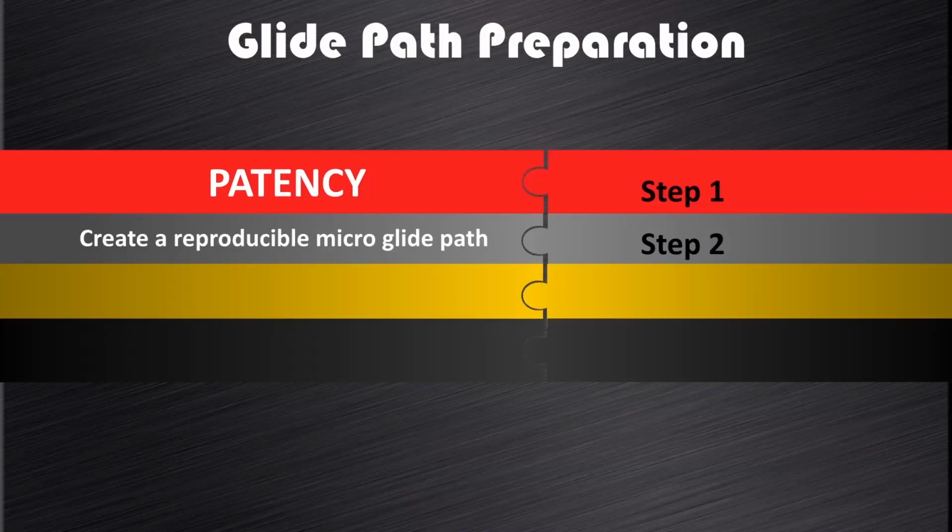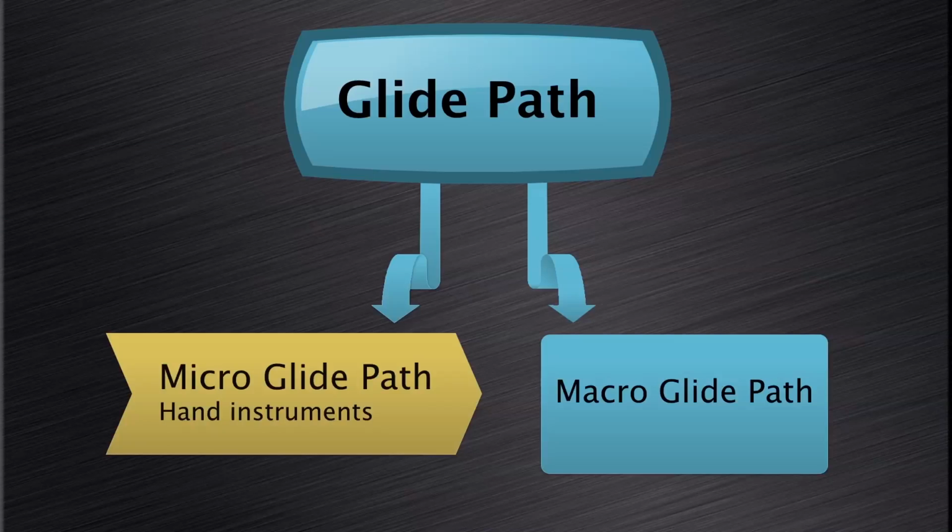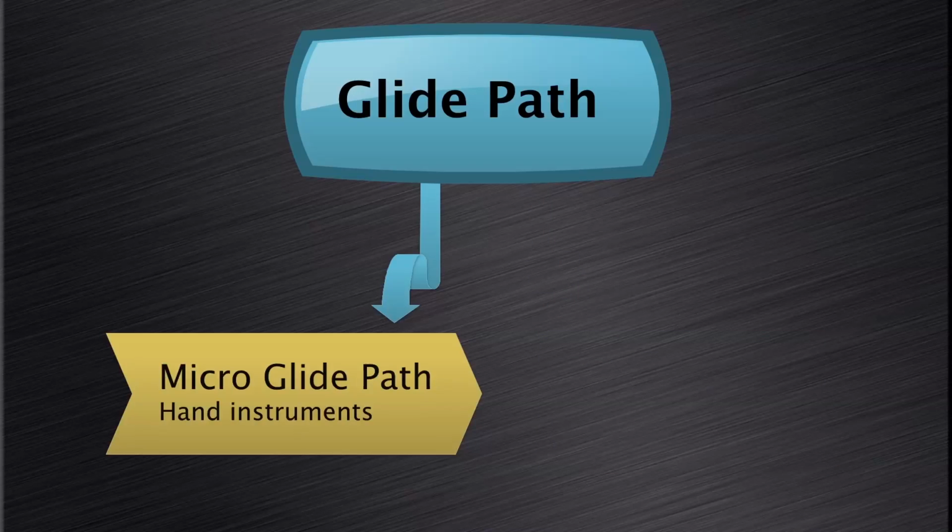The next step towards glide path preparation will be to create a reproducible micro glide path. As you can see from this slide, I like to divide the physical glide path preparation steps into a micro and a macro glide path. Let's first discuss the micro glide path.